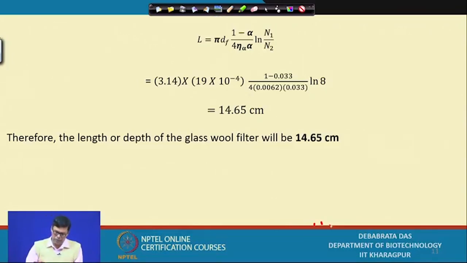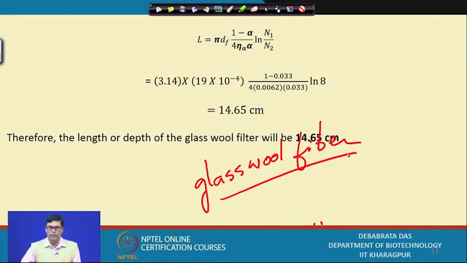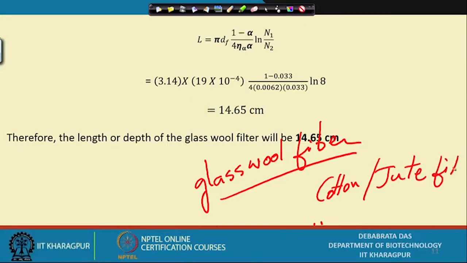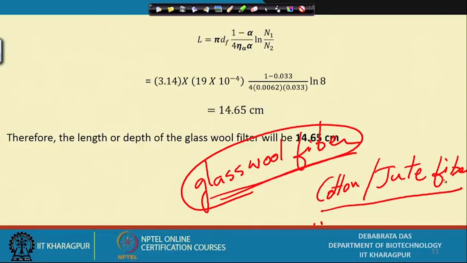Another issue I want to take into consideration is that in industry we use glass wool fiber. We know the glass wool fiber is very costly as compared to cotton or jute fiber. But why do we go for glass wool fiber? The reason is that glass wool fiber can be reused again and again, we can sterilize it again and again, whereas in case of jute fiber, if you regenerate it again and again, it becomes fragile. So you cannot use that.